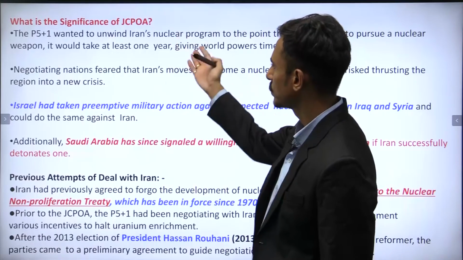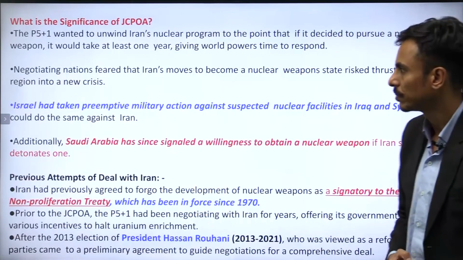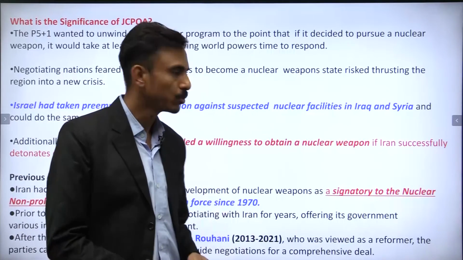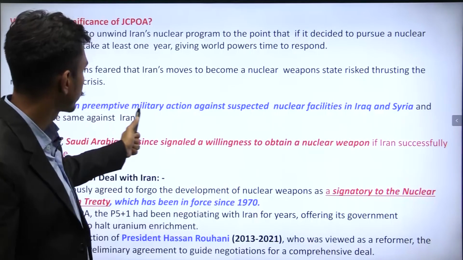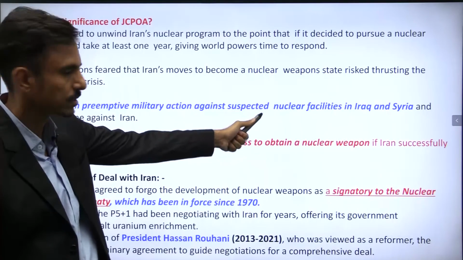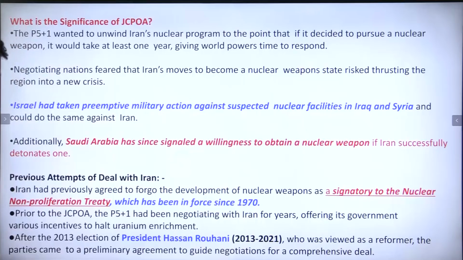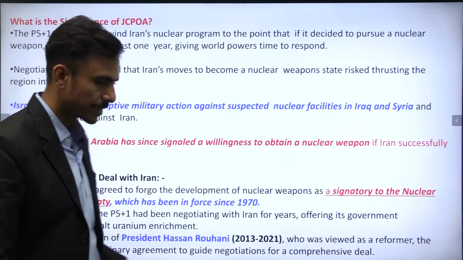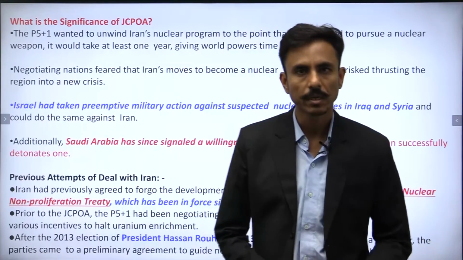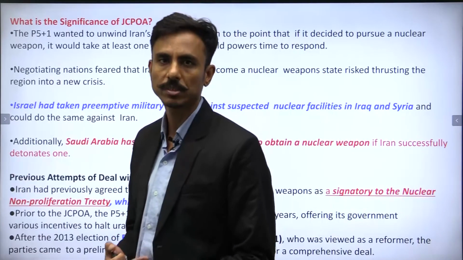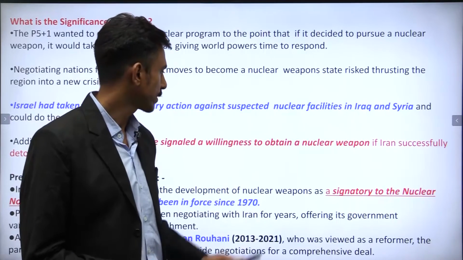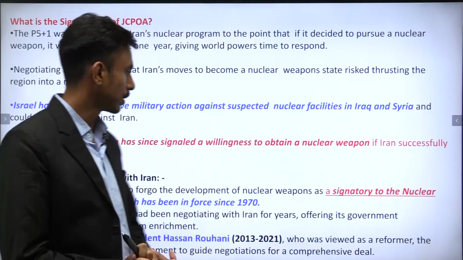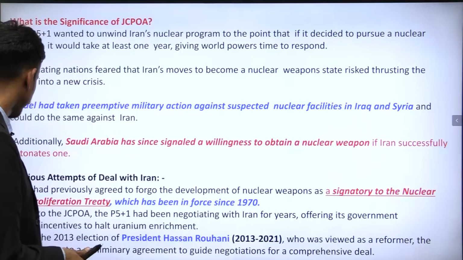So what is the significance of JCPOA? Definitely it is very important, because otherwise it may lead to some nuclear use of WMDs. Israel had taken preemptive military action against suspected nuclear facilities in Iraq and Syria. Saudi Arabia has since signaled a willingness to obtain a nuclear weapon if Iran successfully detonates one, right? Because it's being in the news that Iran is in the process of detonating a nuclear weapon in a few months' time, so therefore it is a serious cause of worry, and therefore Saudi Arabia has also signaled that it would be building the nuclear weapon if Iran does so, right?